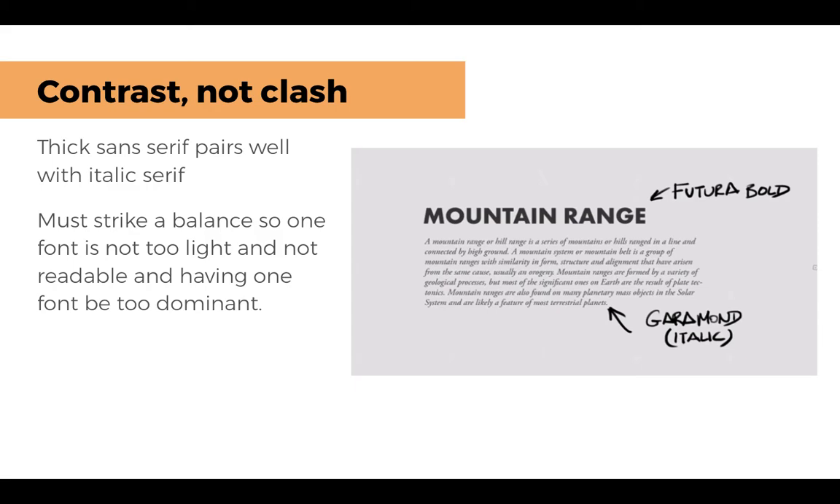Another thing we want to keep in mind with type is that we want contrast and we don't want things to clash, okay? So we try to pair something that is very thick, that is bold, that is in your face with something that is thin and smaller, right? We try to strike this balance so that one font might not be too light or not even readable, and having one font be way too dominant, right? We really don't want fonts that are going to look exactly the same. You don't want to be able to see this, which would be the header font, paired with a subhead font or a body copy font, and have them be the exact same.